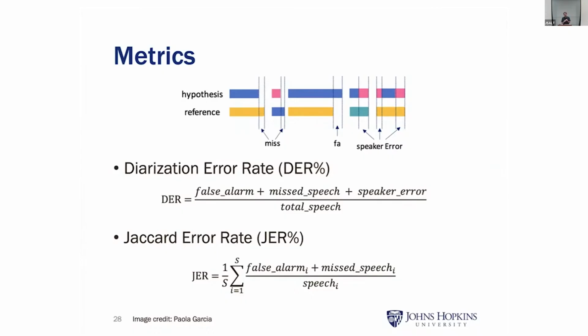This does double count overlapping speech. That's an important thing to note. So you can't simply look at all of the time where somebody was speaking. It's actually the amount of speech that was present in that recording. And then the other error rate is Jaccard error rate. Essentially, you break it down on a per speaker basis and then just have the false alarms and misses of that particular speaker. And then it's normalized by the total speech of that speaker.